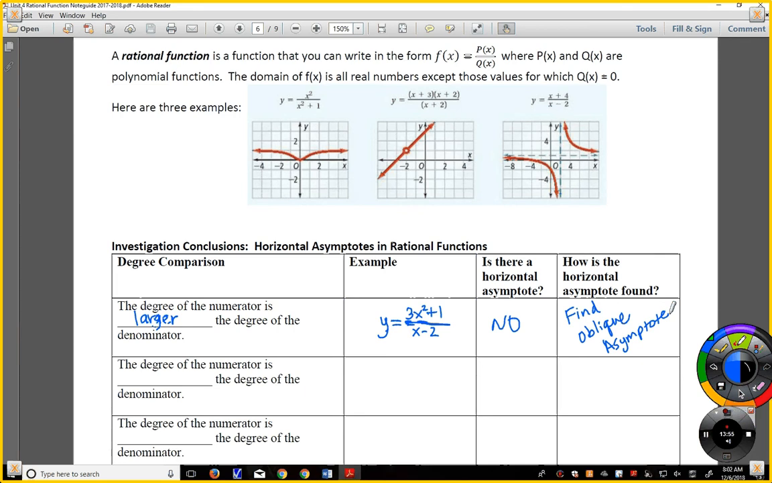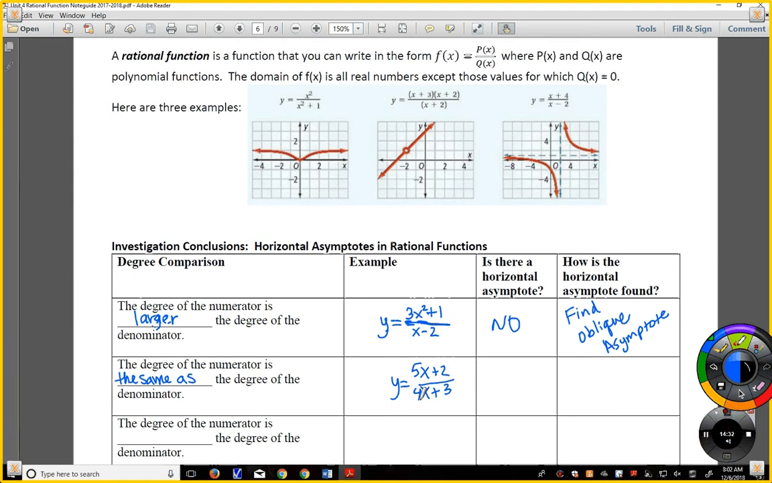Okay? All right, second group. The degree of the numerator is the same or equal to the degree of the denominator. So that's the second group you looked at. They had the same degree. Okay? An example of that, anything with the same degree. So I could do x plus 2 over x plus 3. Those would have the same degree. I could do 5x plus 2 over 4x plus 3. I could do 5x squared plus 2 over 4x squared plus 3. It doesn't matter. Okay, same degree.